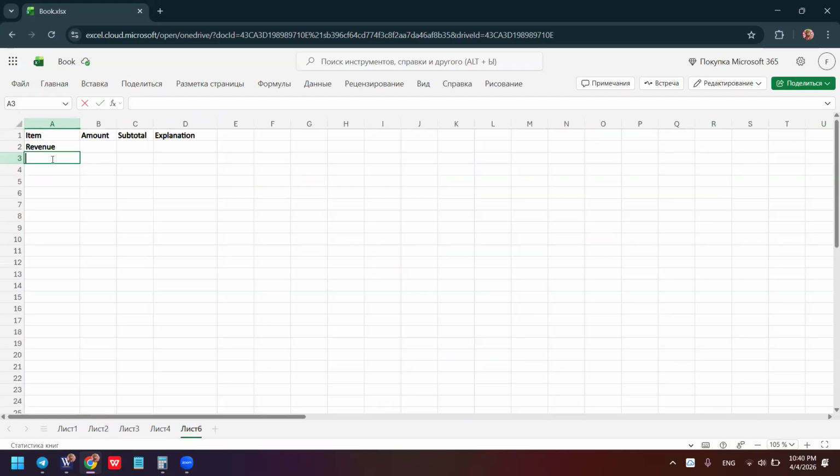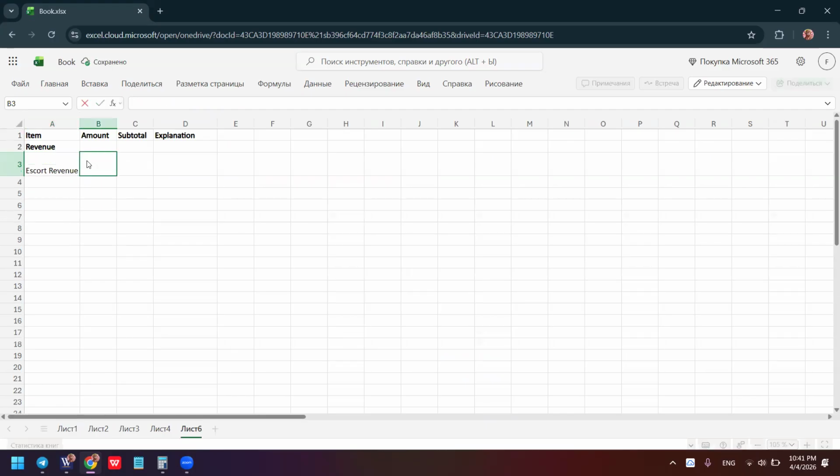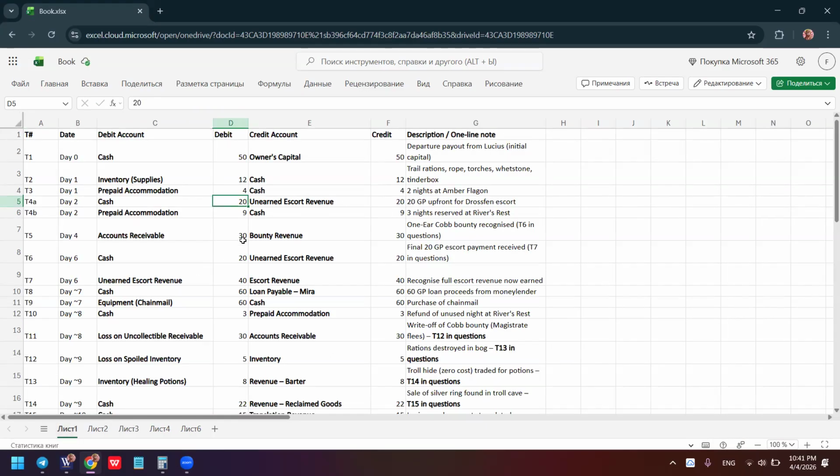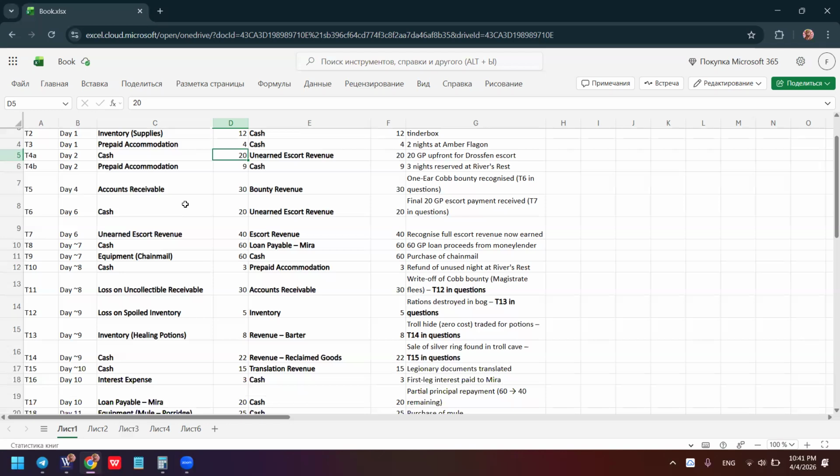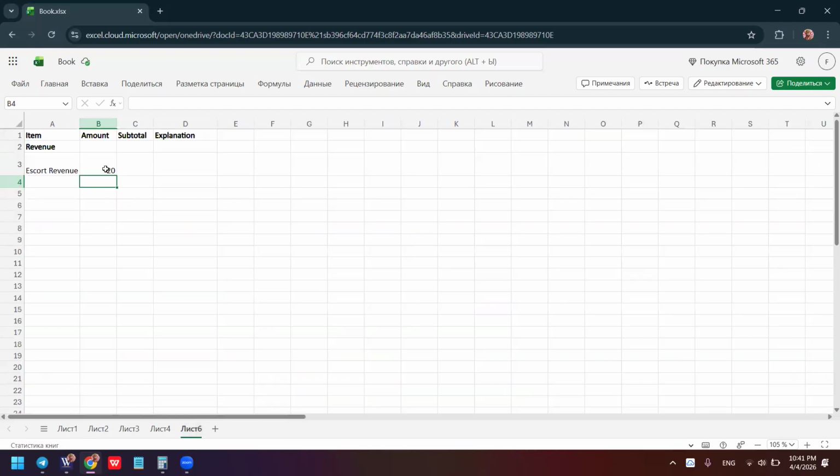Let's write escort revenue. The amount is 20, but according to the story, then she gets the 20 as well. So firstly 20 upfront, and then later on she gets it here on the day 6 as cash, which was unearned. Now it's earned. So 20 plus 20, it's 40. So we write it as 40, the total escort revenue which was generated.